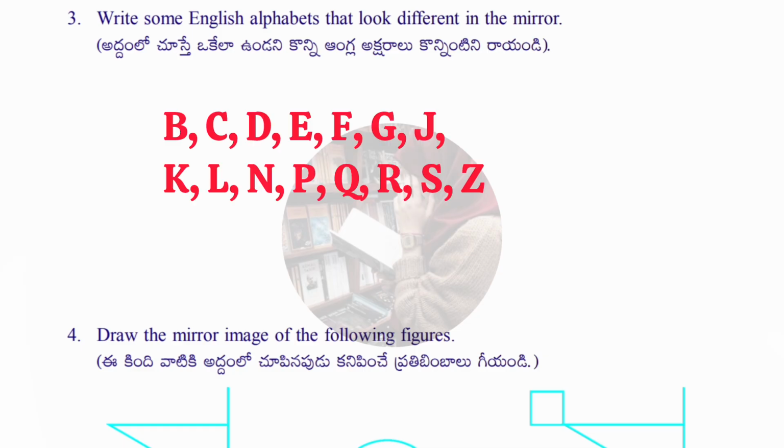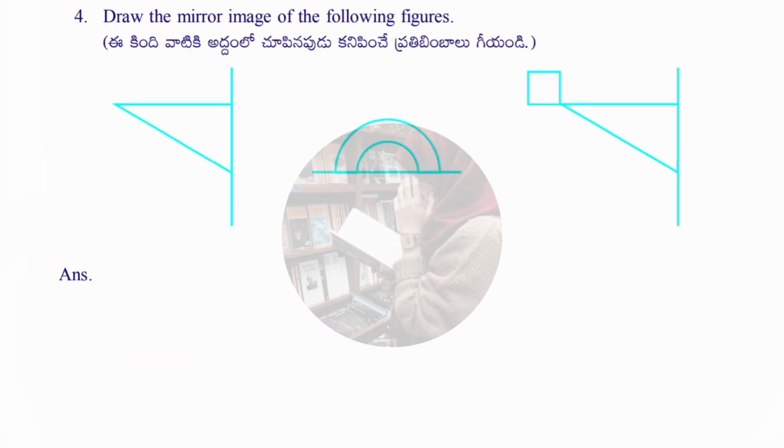So write down the answer that looks different in the mirror. The letters are B, C, D, E, F, G, J, K, L, N, P, Q, R, S and Z. So these look different in the mirror. If you want, you may cross check, means you just try by yourself by putting the English alphabets before the mirror and check whether it is right or wrong.